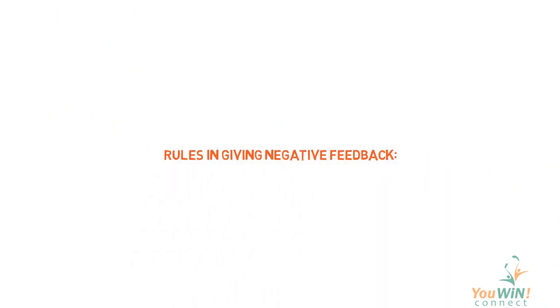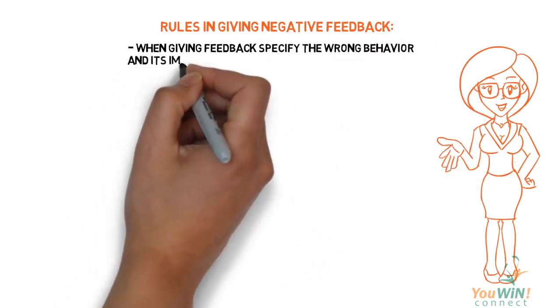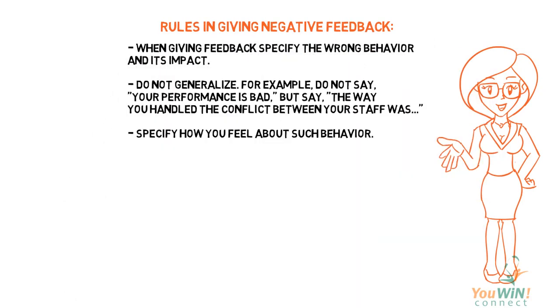Rules in giving negative feedback. When giving feedback, always specify the wrong behavior and its impact. Don't generalize. For example, don't say, "Your performance is bad," but rather say, "The way you handled the conflict between your staff was this, that, or that."